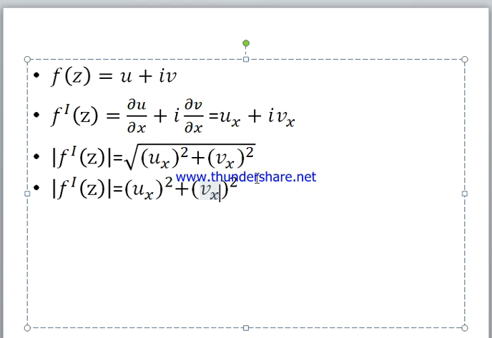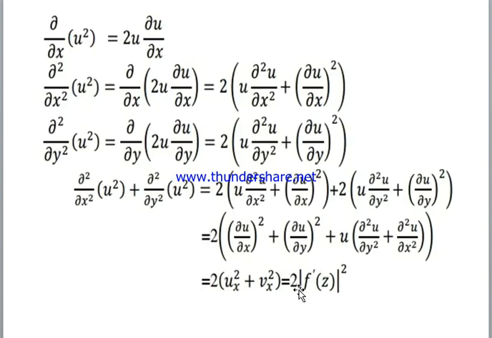Why here can we write dou u by dou y also as vx? We can use vx because by the CR equations dou u by dou y is equal to minus dou v by dou x. So that's why it is equal to ux whole square plus vx whole square for f dash of z. That value we are substituting here. So this is the proof that del square of modulus of f of z is equal to 2 into modulus of f dash of z whole square. That's all for today.